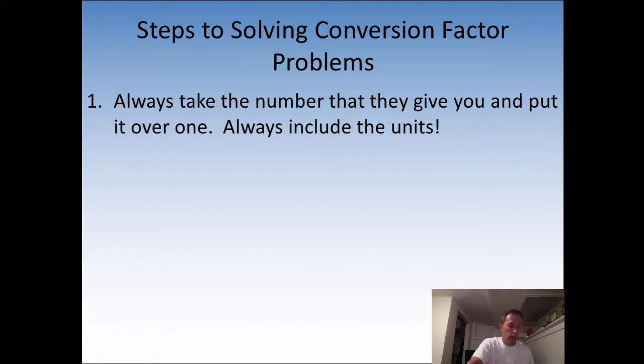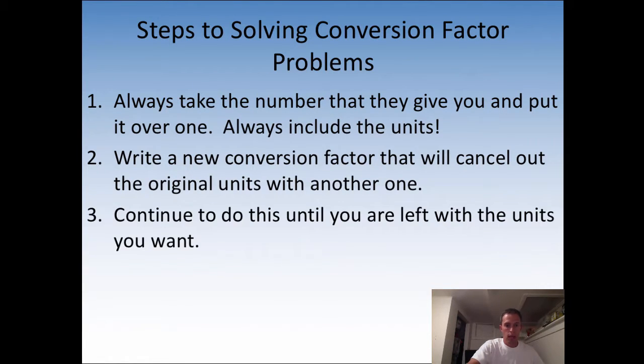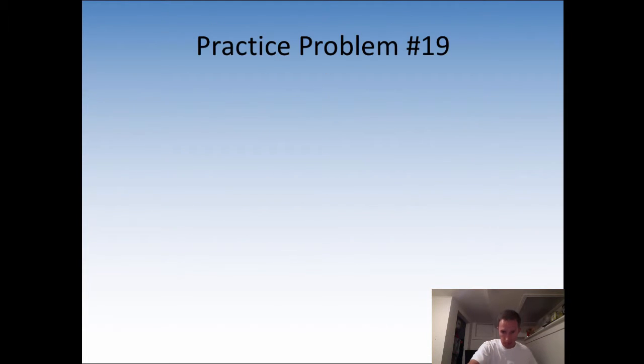This is very important. I hope that if there's one thing in this section we remember is this systematic approach to solving these problems. Step 1, you always take the number that they give you and put it over 1. Always include the units. So whatever number they give you in the problem, we put that over 1 and include the units. Step 2 is to write a new conversion factor that will cancel out your original units with another one. So we want to cancel out the original units and introduce a new one. And we continue to do that until we're left with the units that the problem is asking us for. All right, let's do some practice problems. I think it will make more sense.